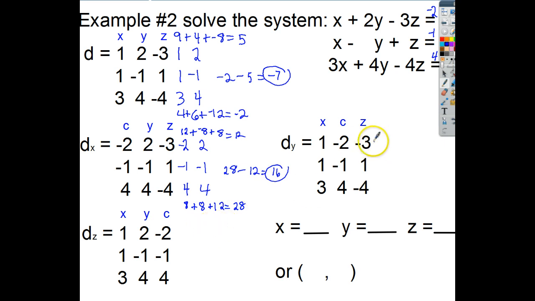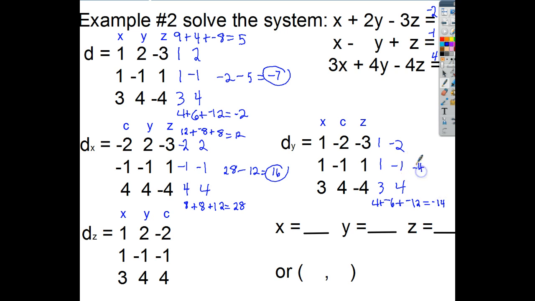Doing d sub y. Repeat the first column. 1, 1, 3. Negative 2, negative 1, 4. Diagonals going down. 1 times 1 is 1, times negative 1 is negative 1. Negative 1 times negative 4 is positive 4. Always plus. We have negative 6 on this diagonal. We have negative 12 on this diagonal. Okay. Negative 18 and 4 is negative 14.